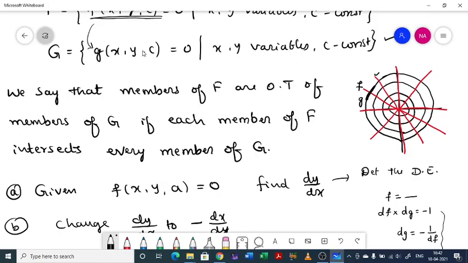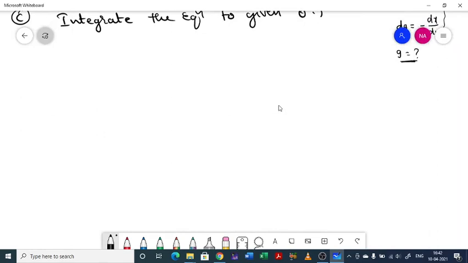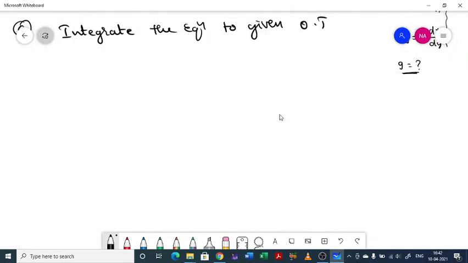That's all. Under orthogonal trajectories, you will have problems of two types. One is orthogonal trajectories of Cartesian curves, and another is orthogonal trajectories of polar curves. Whatever procedure I explained here is for orthogonal trajectories of Cartesian curves.